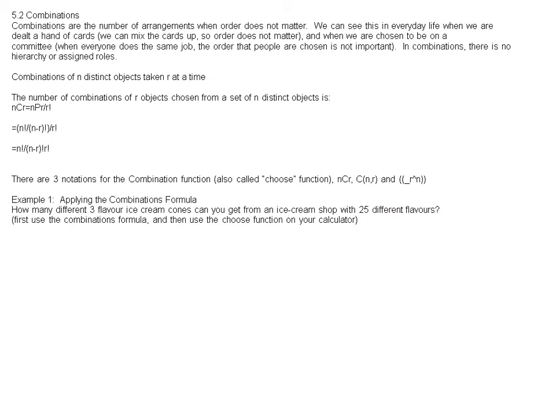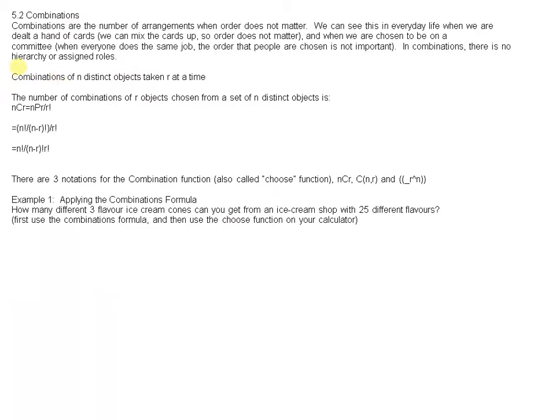Okay, 5.2 covers combinations. Combinations are the number of arrangements when order does not matter. We see this in everyday life when we're dealt a hand of cards, because we can put the cards in any order that we want. And if we form a committee, like say there's 3 people on the committee, they're just randomly 3 people. There's no hierarchy. There's no first person, second person, third person. So in this case, order does not matter, and there's no assigned jobs, assigned roles.